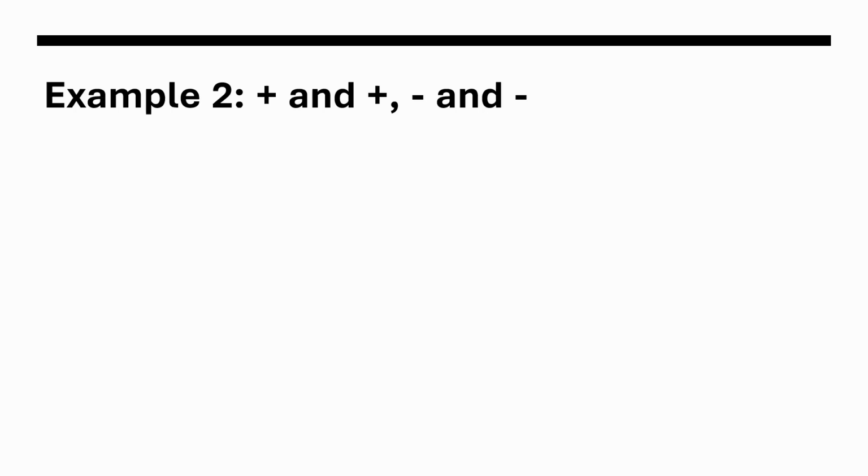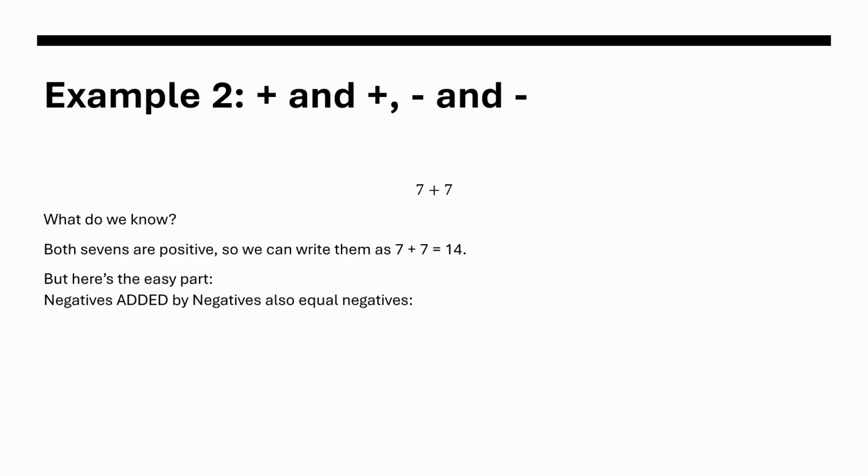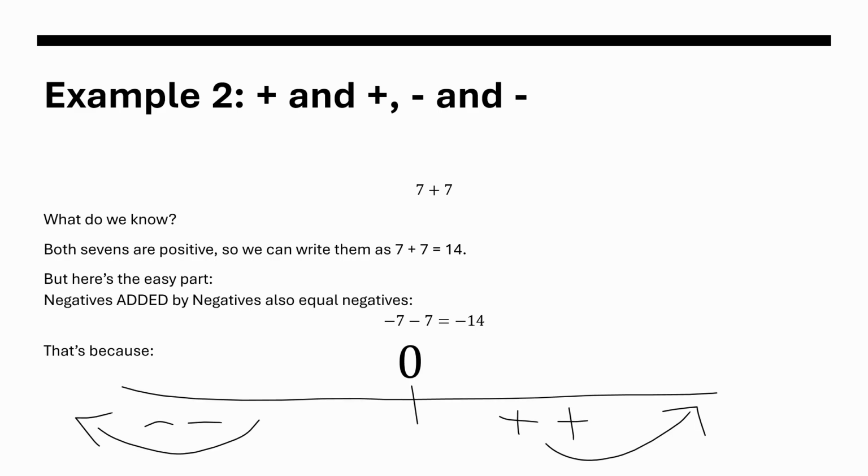Example 2: positive and positive, negative and negative. 7 plus 7, what do we know? Both 7s are positive, so we can write them as 7 plus 7, which equals 14. But here's the easy part. Negatives added to negatives also equal negatives. Negative 7 plus negative 7 is equal to negative 14. That's because a positive and a positive will always go to the right of the number line, while a negative and a negative will always go to the left of the number line.